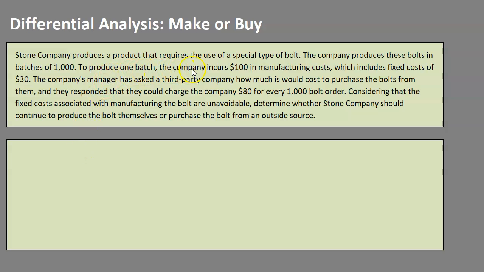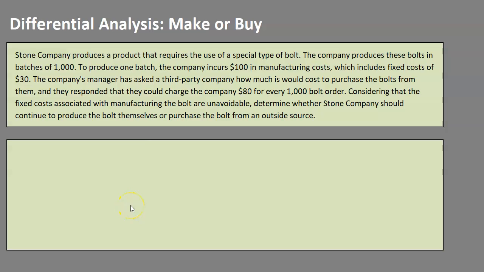So to produce one batch, the company incurs $100 in manufacturing costs. Now, if you think about your manufacturing costs and the different cost behaviors that you hopefully learned previously, you'll remember two main cost behaviors, variable and fixed. They're telling us that this $100 includes $30 of fixed manufacturing costs. So keep that in mind.